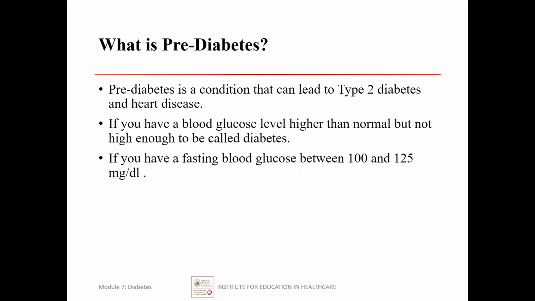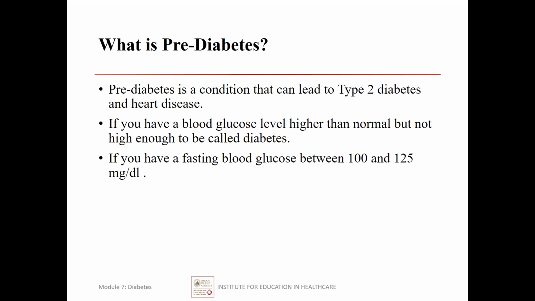There's also a condition called prediabetes. And prediabetes is a condition that is sort of partway to diabetes, right? So it can lead to type 2 diabetes and heart disease. So if it progresses and it gets worse, then you develop diabetes, okay?